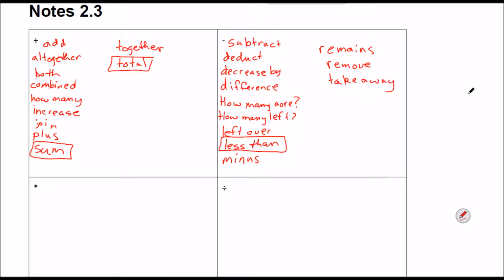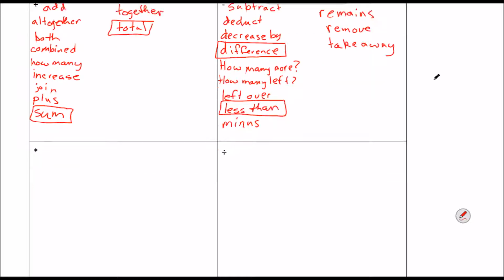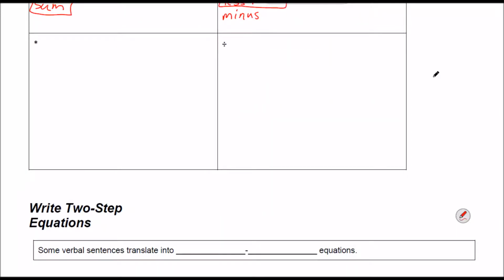Again, there are others, but these are the ones that we need to know a lot. Less than is used all the time in this lesson, and difference, again, is another one that's used a lot. Okay? All right, so moving down, we're now going to talk about multiplication and division.